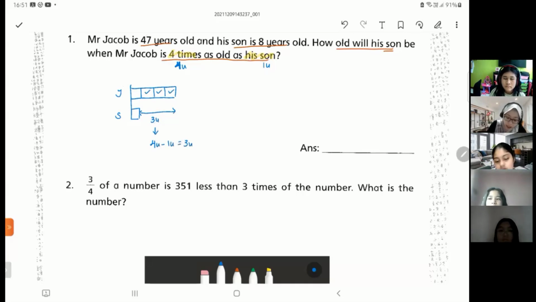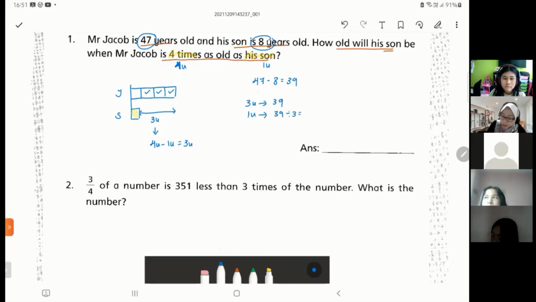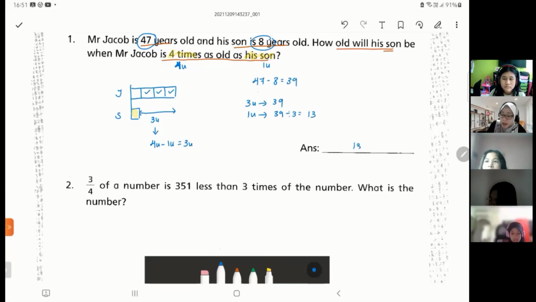So if you look at the ages, there is also a difference between Mr. Jacob and the son. 47 minus 8, I get 39. This is the difference, which means my 3 units is 39. And I want to find the son. Son is just 1 unit. So 1 unit is 39 divided by 3, and I get 13. How old is the son? 13 years old. That's the answer for number 1.